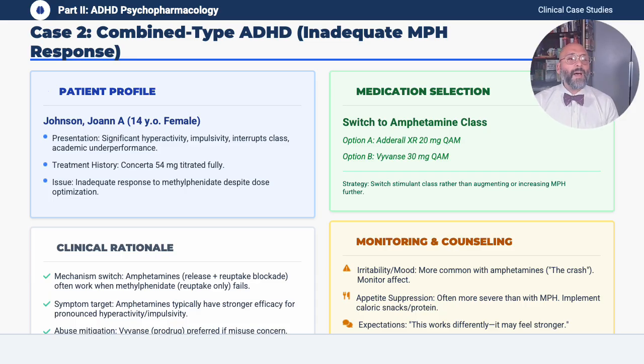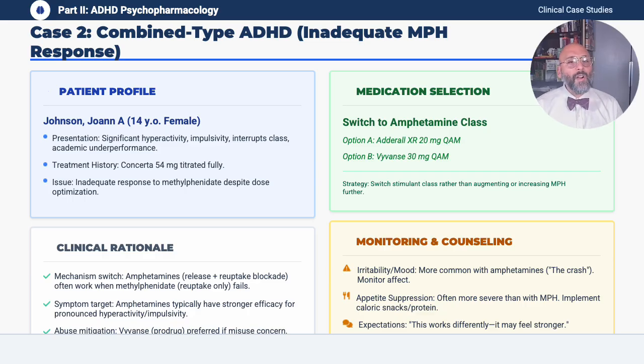Now look at this bottom left corner here. This is that neurobiology driving decision making. Unlike methylphenidate, amphetamines do two things. Yes, they block the reuptake, but they increase the neurotransmitter release. This makes them more potent, especially for things like hyperactivity, impulsivity, and behavioral disinhibition. So that's why amphetamines often succeed where the methylphenidates will fail.